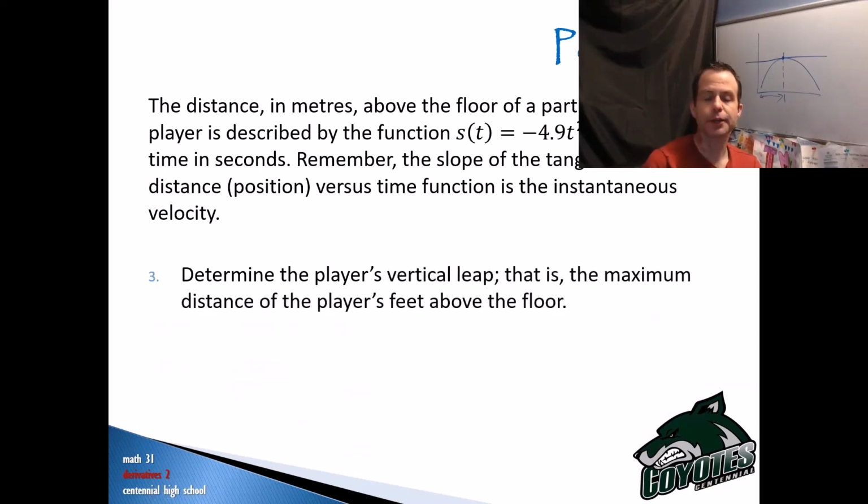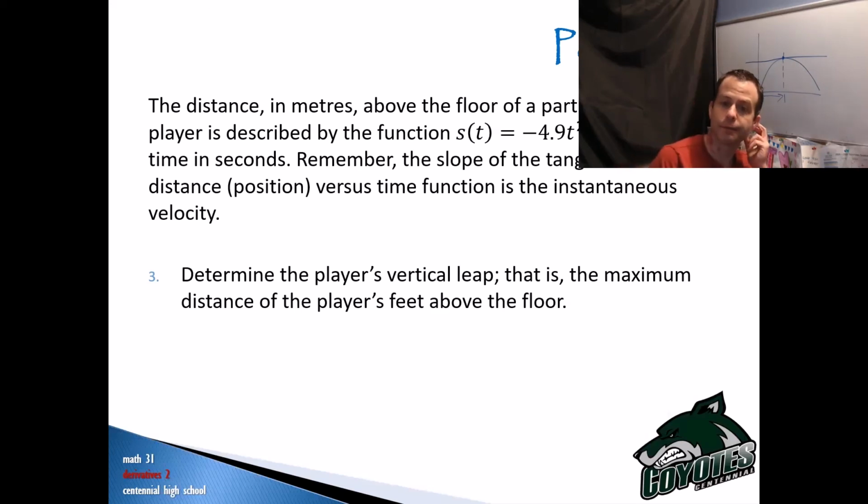Okay, determine the player's vertical leap. That is the maximum distance of the player's feet above the floor. Well, the maximum distance is right here. Again, I want to make the point. You guys have done questions like this in 20-1 with quadratics, okay? The point is not to answer this from the mind frame of a 20-1 kid. The point is to answer this from the mind frame of a calculus kid. You must approach this using calculus concepts now that you're in a calculus class, okay?